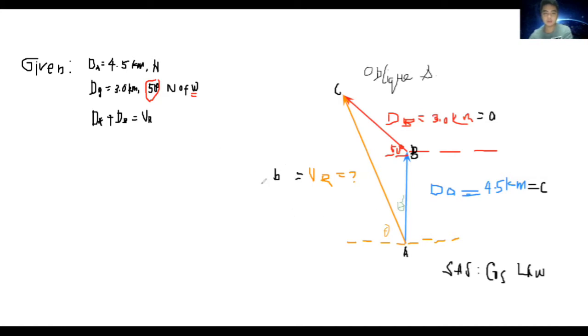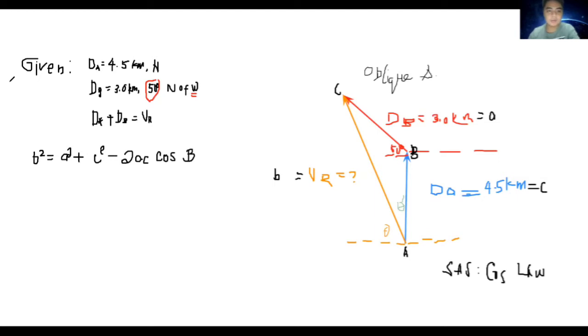In regards of this, we want to determine the side B. So we will be using the cosine law formula, B squared equals A squared plus C squared minus 2AC cosine angle B, since we want to determine B. Something like that.